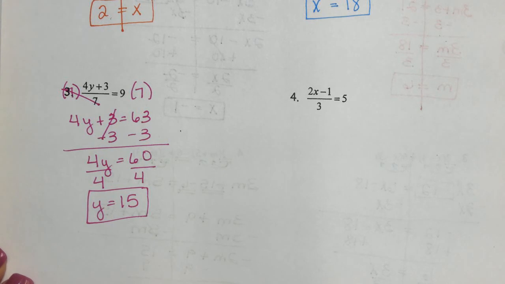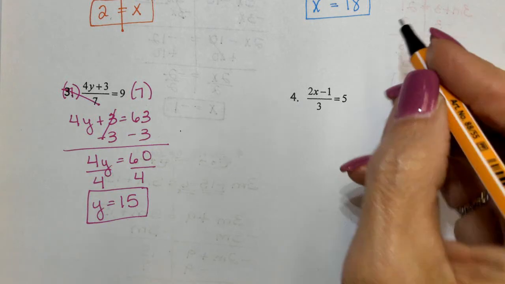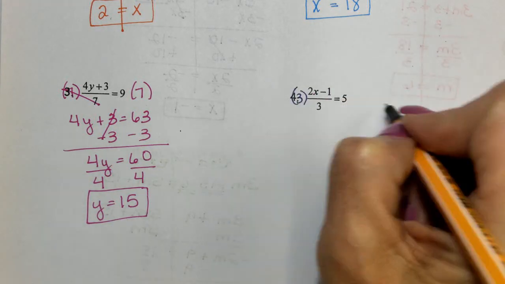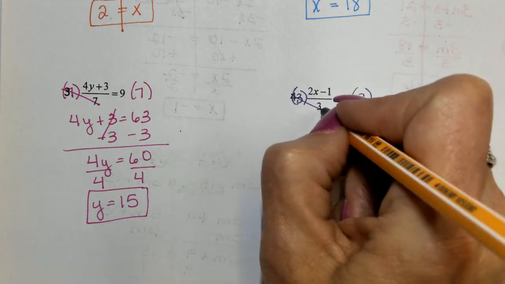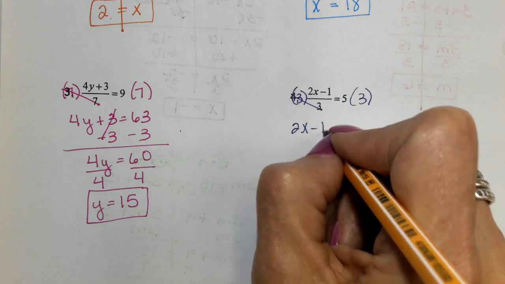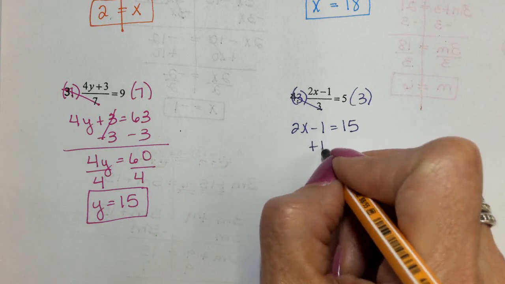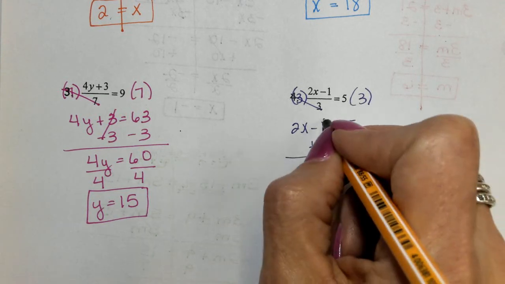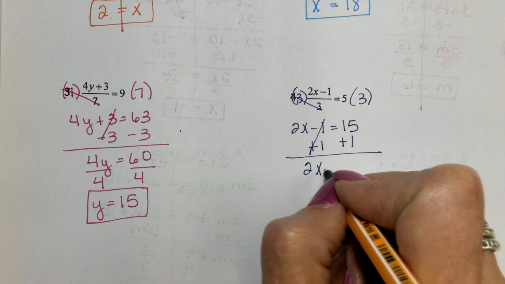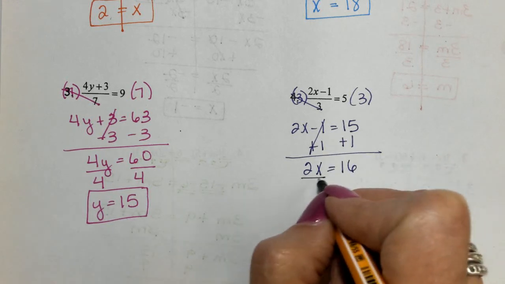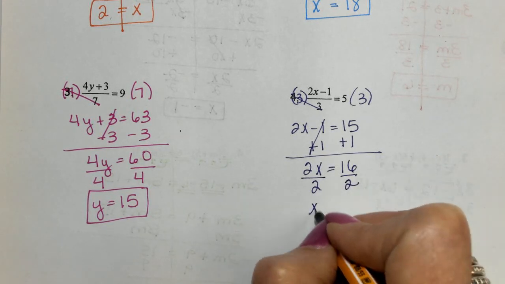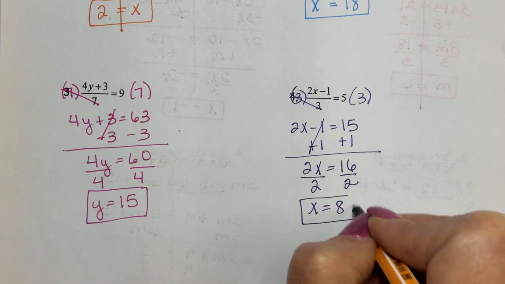All right, and this is our last one for today. So we're going to do multiplying by the denominator of 3. That eliminates that, and then I get 2x minus 1. 3 times 5 is 15. I'm going to add 1, opposite operation. To get rid of a minus 1, I add 1. I get 2x equals 16, and then I divide by my coefficient, and x is 8.